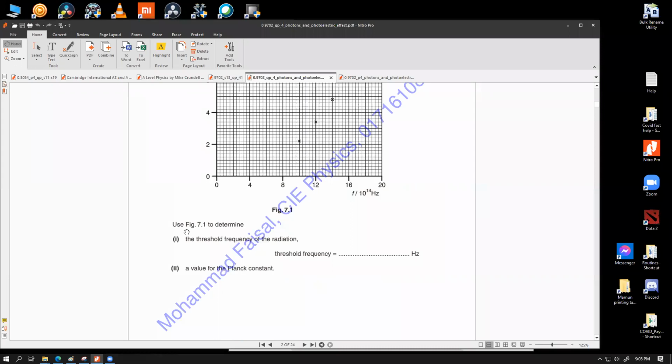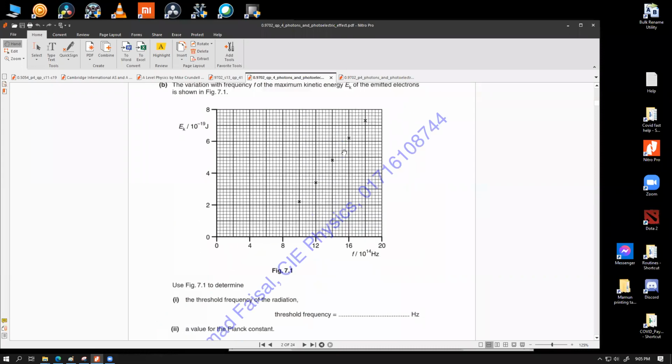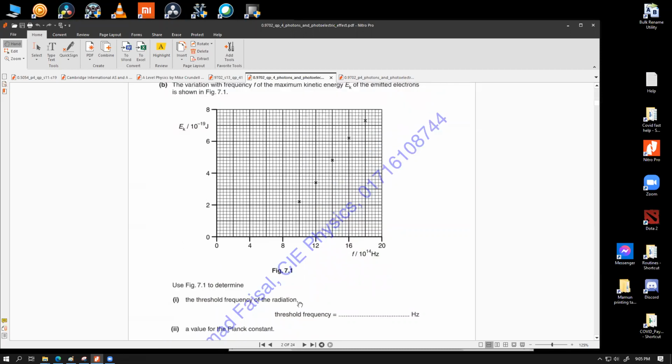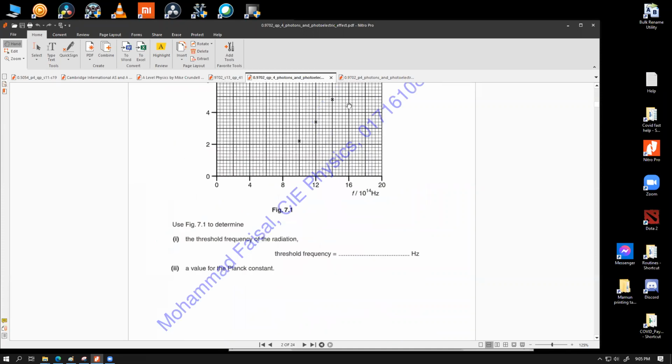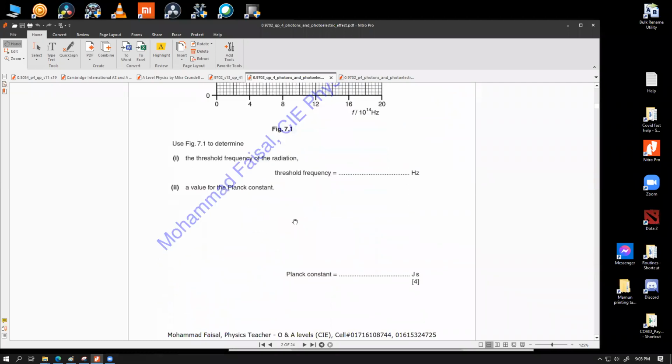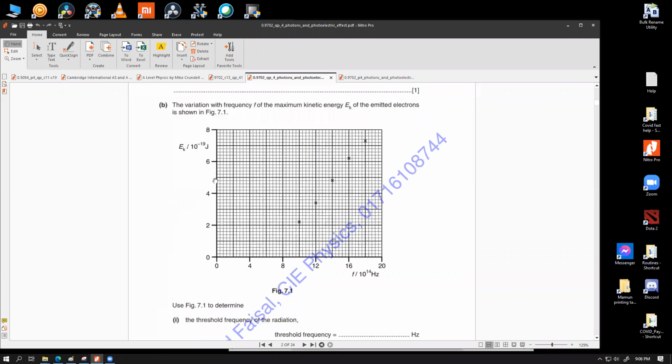Works good. Use Fig. 7.1 to determine the threshold frequency of the radiation. So all you have to do is to extend this line. It's pretty much straight, and you can find the value somewhere over here, and that value times 10 to the power 14 is what you have to write. You cannot skip this part. That would be your answer. Then, a value for the Planck constant, which will be the gradient of this line. You cannot write the exact value that you know already. You have to calculate it by drawing a triangle and calculating delta y by delta x, which will be the value of the Planck constant, the gradient of the straight line of the kinetic energy versus frequency graph, which we showed earlier.